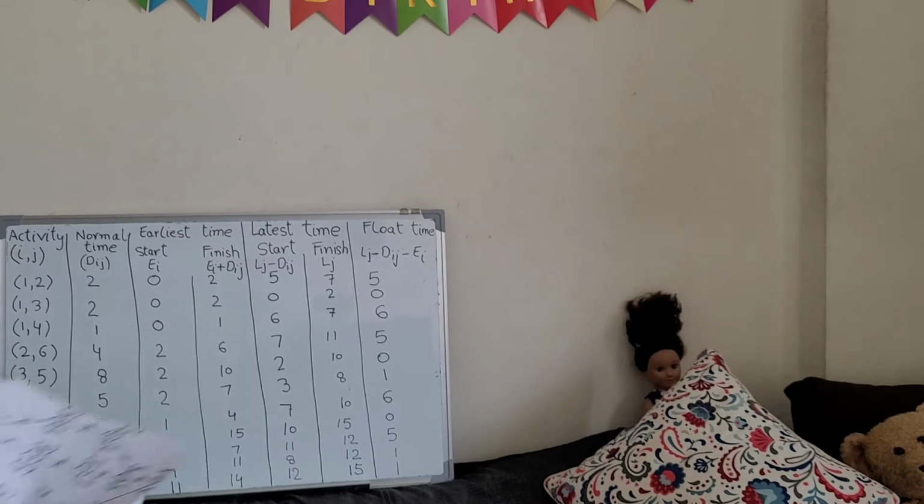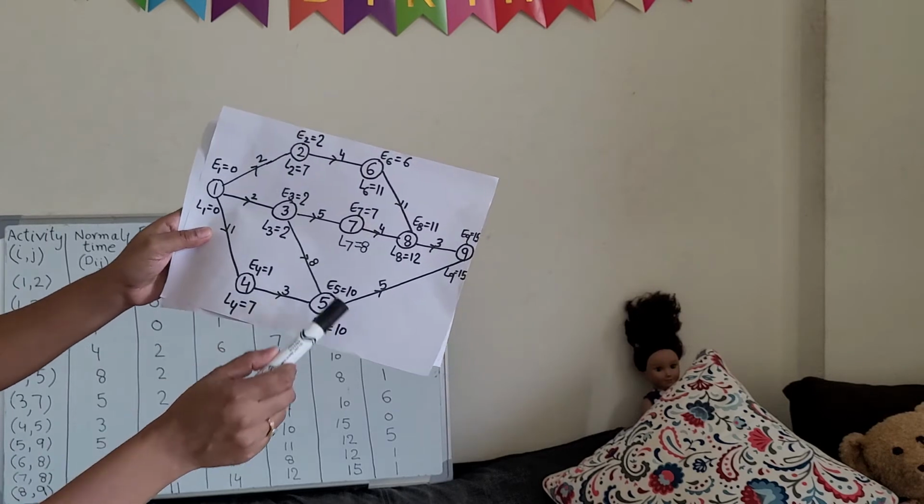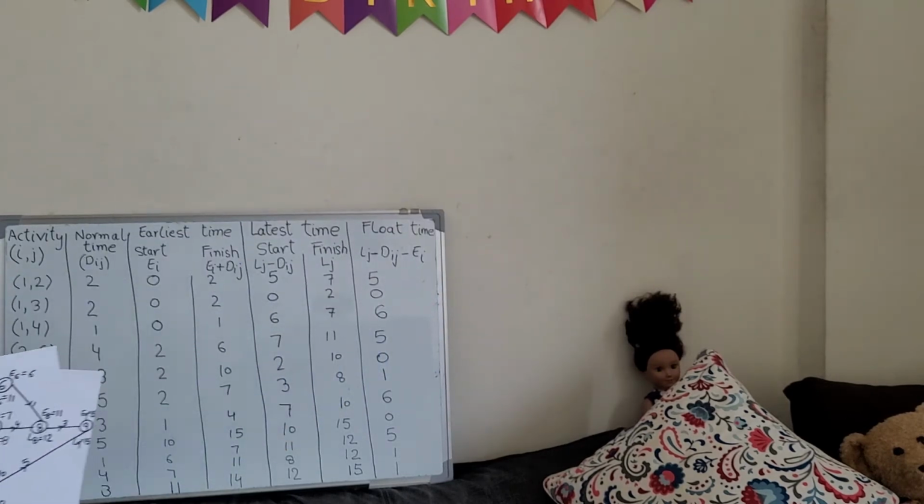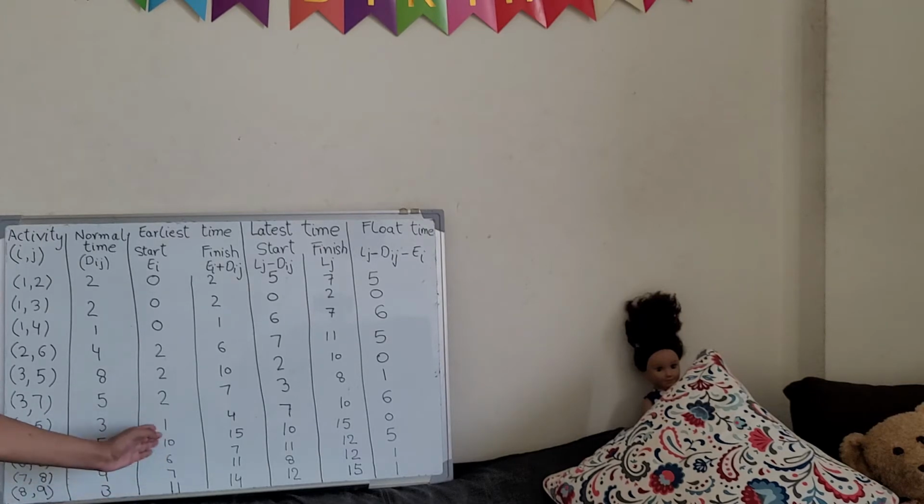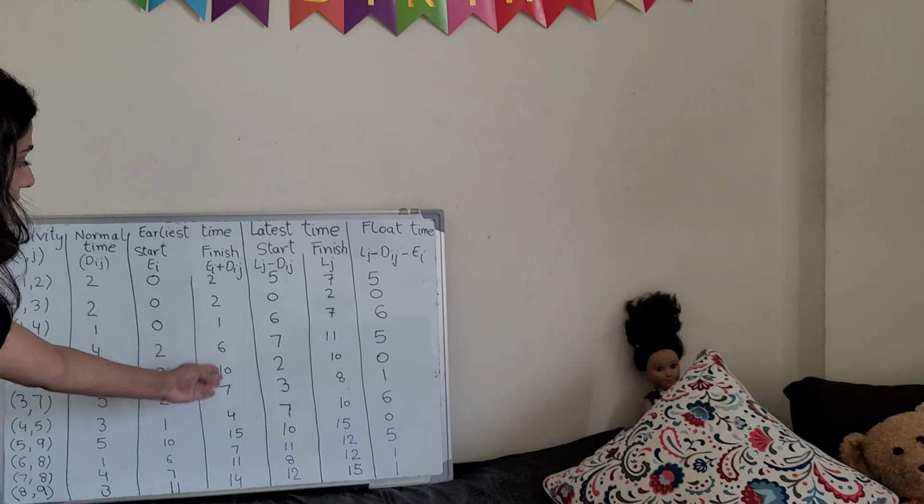Now E5 is how much? 10. So we wrote here E5 value 10. Similarly, E6 value, E7 value, E8 value we will write in this column. So this is earliest start time. Now we will find out earliest finish time.